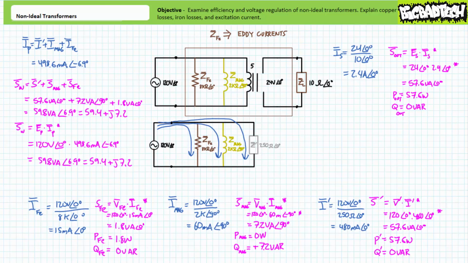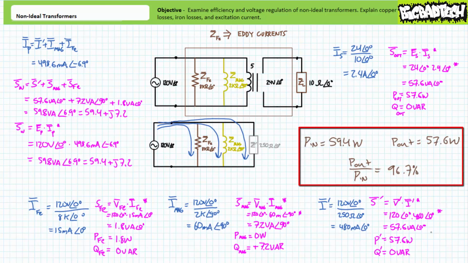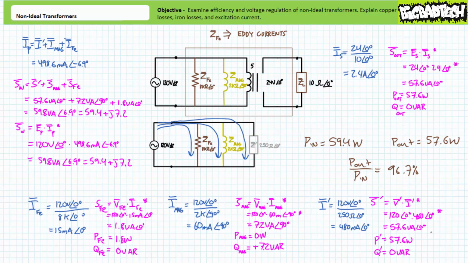As such, we might expect it to take a hit on efficiency. Real power input to this transformer is 59.4 watts. Real power out is 57.6 watts. Accounting for iron losses associated with eddy currents, this transformer can now be said to be 57.6 over 59.4, or only 96.7% efficient. We're not really 100% efficient. However, we might as well be given such small losses. This non-ideal transformer would dissipate these small losses as heat, and as such might exhibit a small temperature rise.